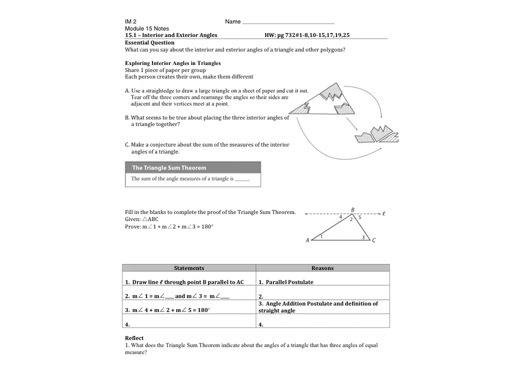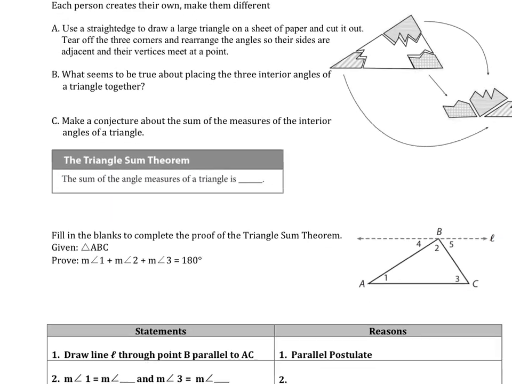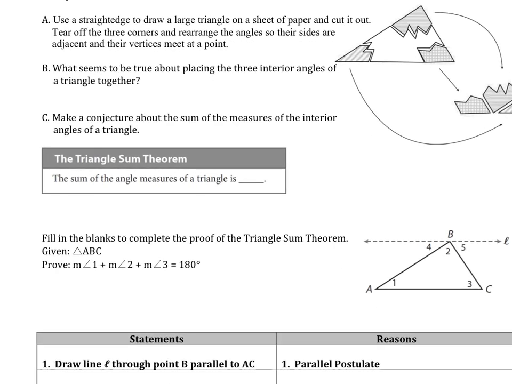Yesterday, we did two activities. First one was dealing with figuring out what the sum of the interior angles of a triangle is. And we found that the sum of a triangle is what? So we know all the angles in a triangle add up to 180 degrees. All right, so if you don't have that filled in there, write that down. That's a big thing for this section.